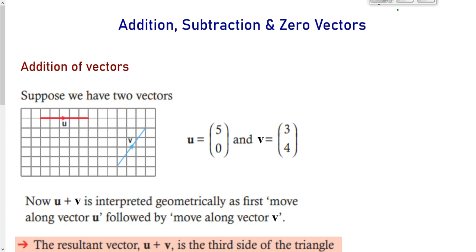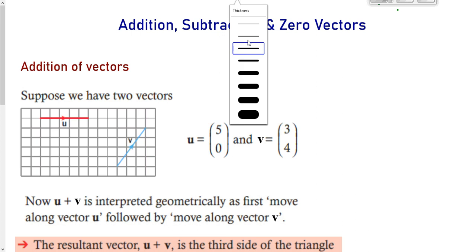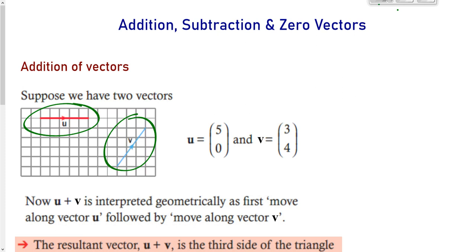Okay, let's look at the addition and subtraction of vectors and also what a zero vector is. So here we have two vectors. We've got vector u, let's go for some green flavour here, and we've got vector v.